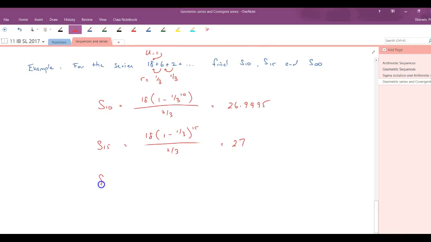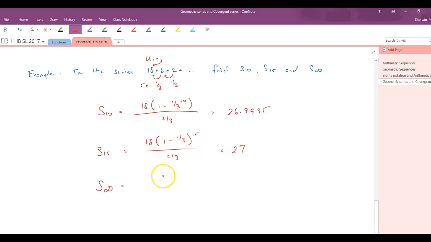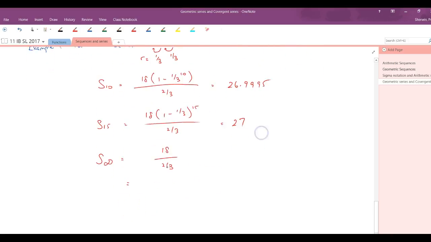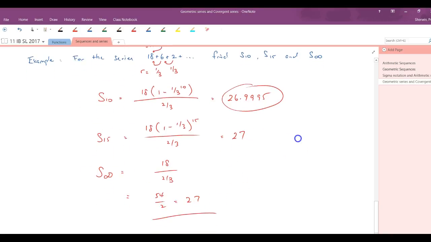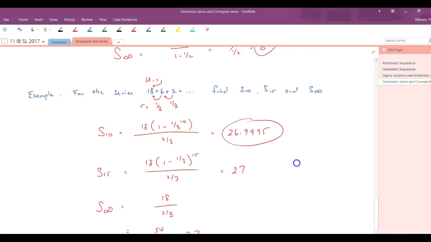Now, the infinite sum. Take a guess at what that's going to be. First term, 18 over 2/3. I don't need a calculator for this. Times top and bottom by 3, 54 over 2, which equals 27. There's our infinite sum. But we were so close to that. We were within 5/10,000ths of it with the first 10 terms. So you go to infinity and you're only just that little bit closer to 27.